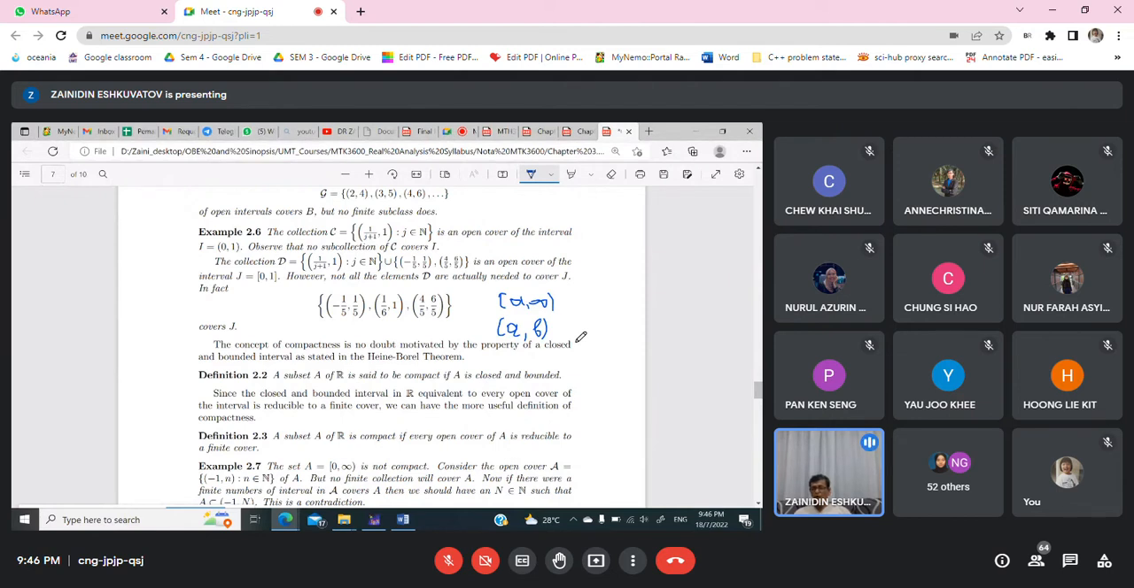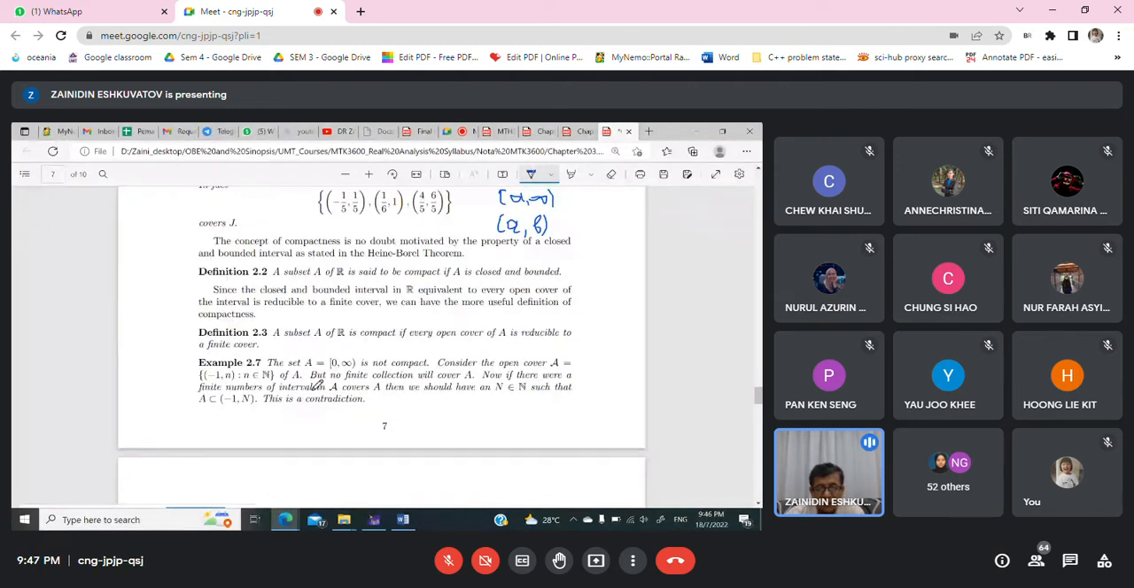Definitely no, right? Which condition is not satisfied? Not closed. It is bounded. You see, this interval is bounded, but not closed. Okay, please do the exercises.